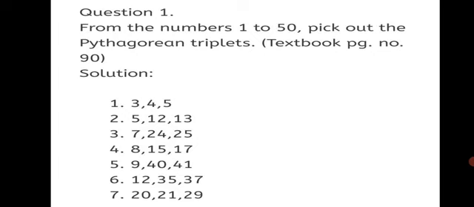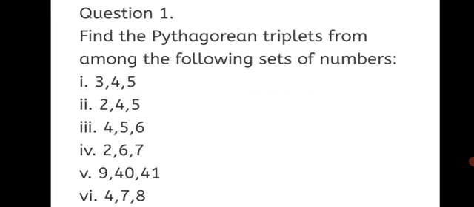All these sets of numbers are Pythagorean triplets, and if you have to construct a triangle with these sides, it will be a right angled triangle. So a triangle with sides which form a Pythagorean triplet is always a right angled triangle. So now let us begin with practice set 49. Question 1. Find the Pythagorean triplets from among the following sets of numbers.